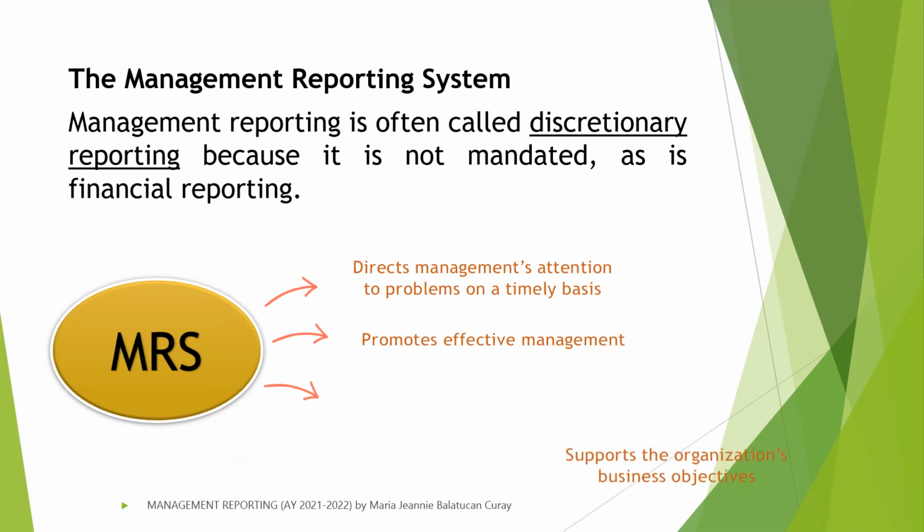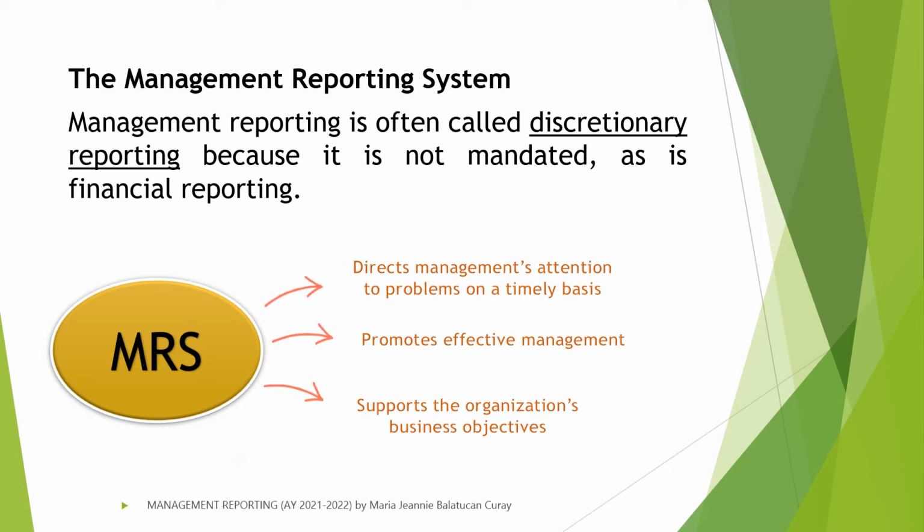Another is MRS supports the organization's business objectives. Primary object of management reporting is to obtain information about the operating results of the organization regularly in order to use them for further planning and control. And this is geared toward the organization's business objectives. So, our management reports should be patterned to the business goals, especially that we are checking the performance of the company.